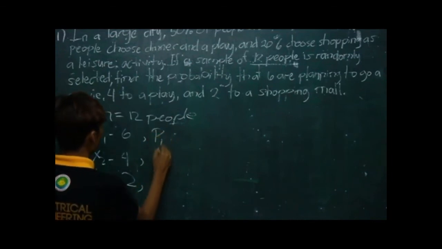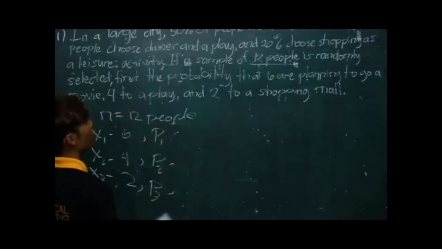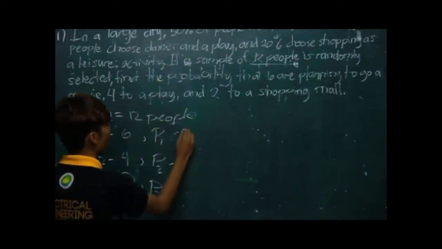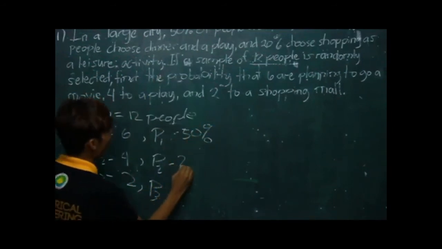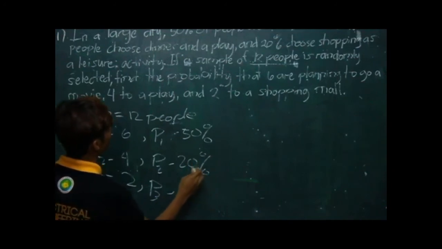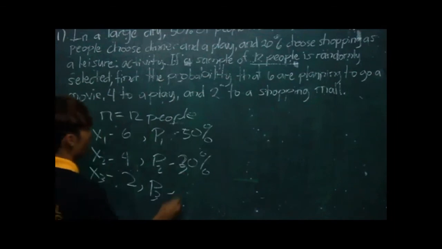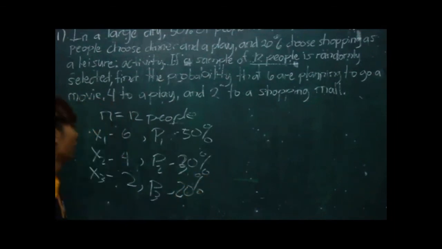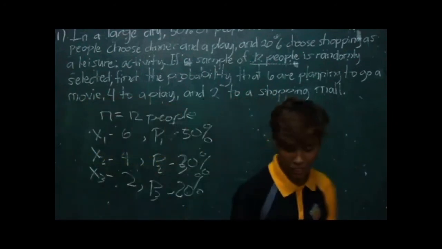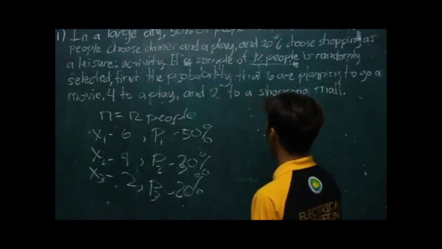So our probability in the first choice is 50%. Our second choice is 30%, and our third choice is 20%. Now we know all the parameters in our problem, so we can solve it using our formula.